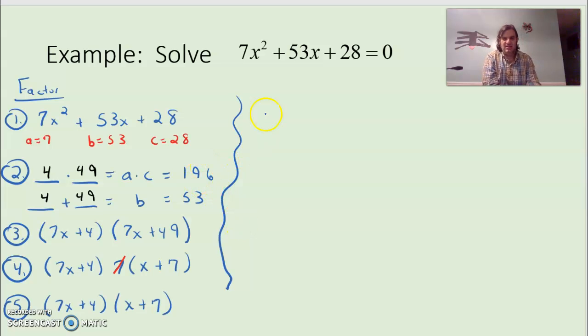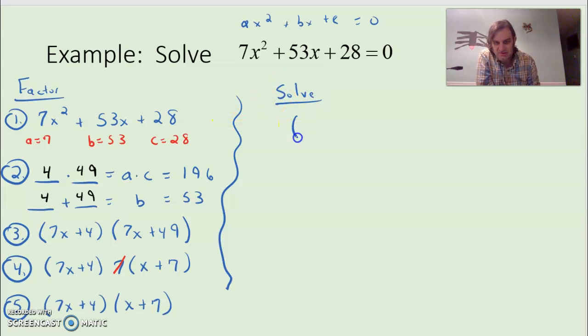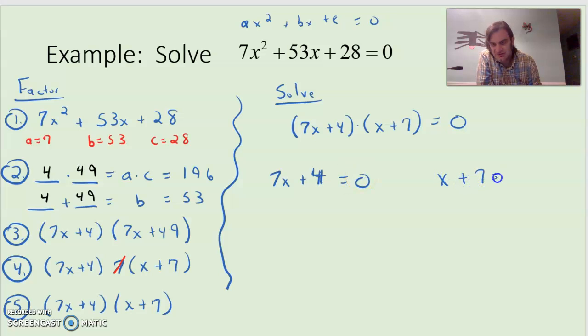So basically I took ax squared plus bx plus c equal to 0, and now I'm writing it as, I'm going to solve it, two things multiplied together, which are 7x plus 4 and x plus 7, and those are multiplied to give me 0. So I've got two factors multiplied to give me 0. So I can set each one equal to 0. So two simple equations. 7x plus 4 equals 0. And x plus 7 equals 0.